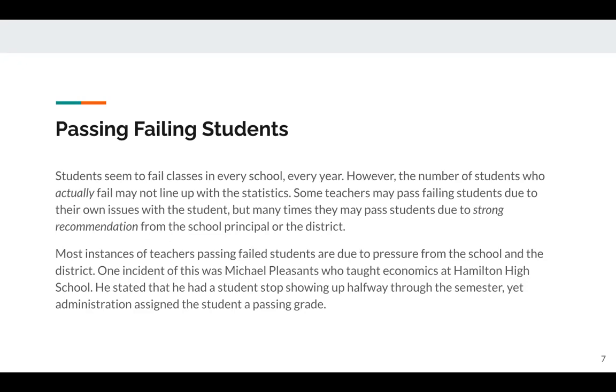So a lot of times it is because of a strong recommendation by the school principal or the district. And it is the pressure that some teachers feel to pass students. That is where the majority of these cases come from.